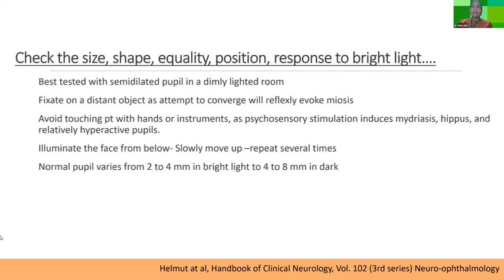Whenever we check the pupil, check the size, shape, equality, position, and reaction to bright light. These are best tested in semi-dilated pupils. It is best to test semi-dilated pupils in a dimly lighted room. Fixate the object, use a distant object so as to avoid convergence, and avoid touching the patient with even hands or instruments, as the psychosensory response may lead to mydriasis or a hyperactive pupil.